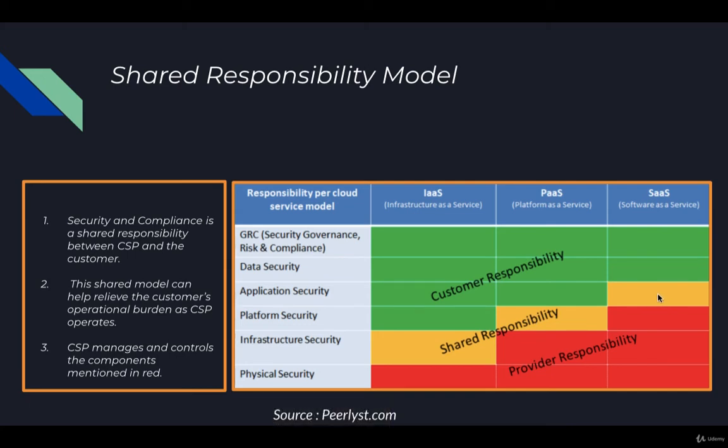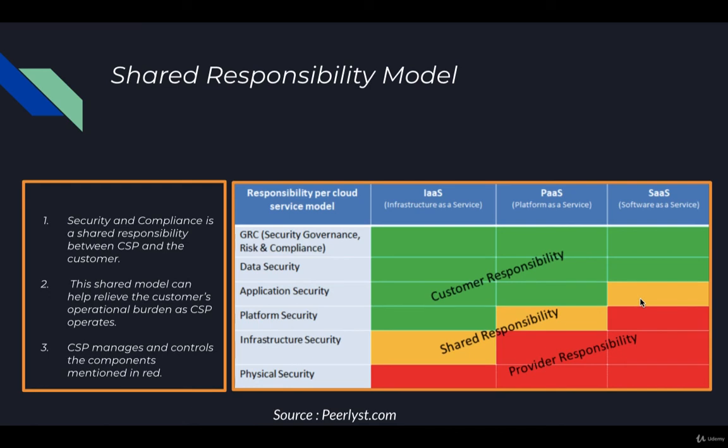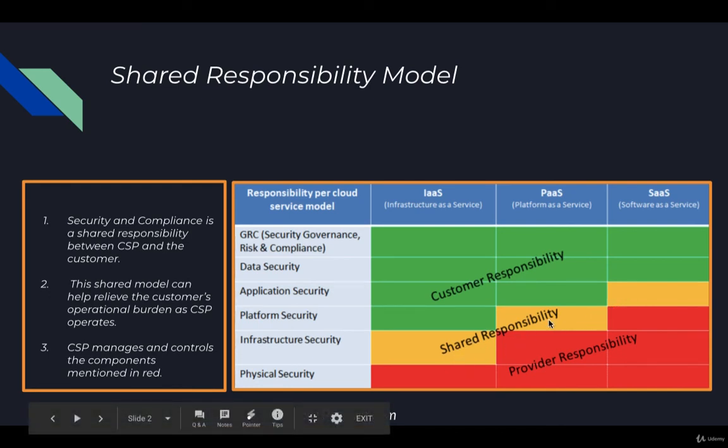And similarly, in case of SaaS, up to the platform, everything is given by the cloud service provider, and application is a shared responsibility because of application access control and all those things, like who will be having access to your, let's say, Office 365, that is the organization's responsibility. That is why everything which is in the yellow color is the shared responsibility.